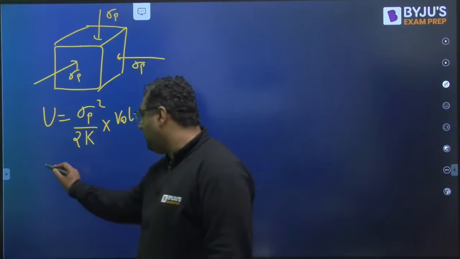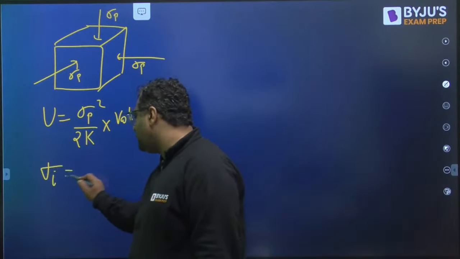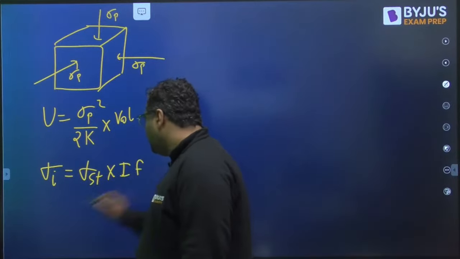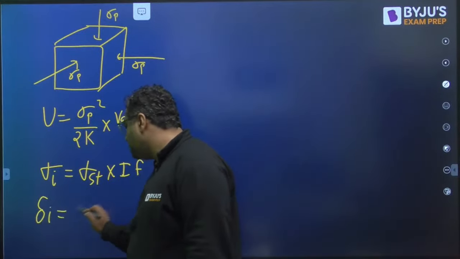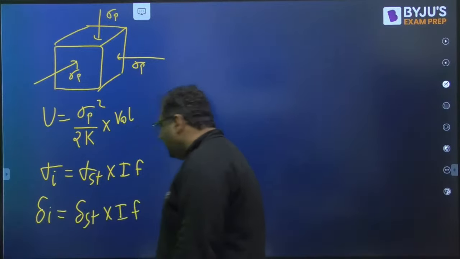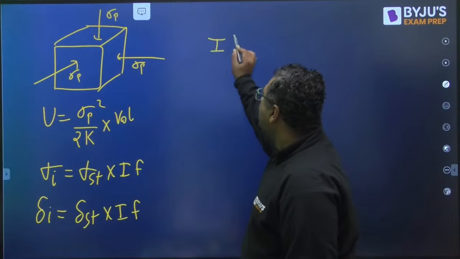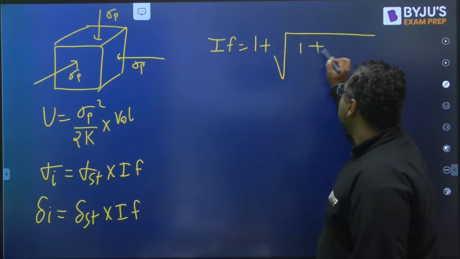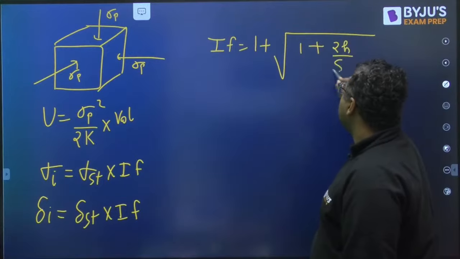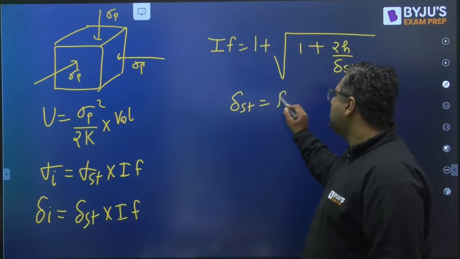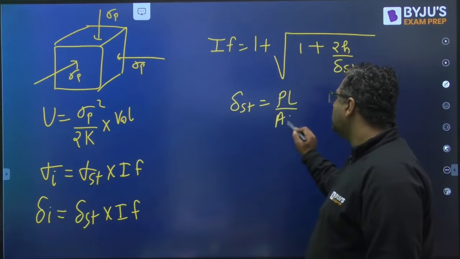Then we have impact loading. Impact stress is static stress into impact factor. Then impact elongation is static elongation into impact factor. You also know what the impact factor is. It is 1 plus root of 1 plus 2h by delta static. What is delta static? It is PL upon AE.